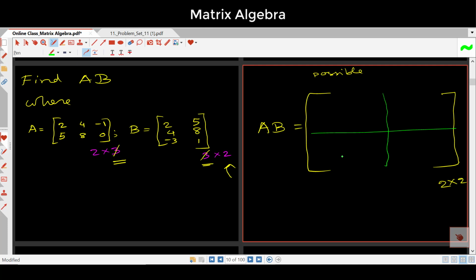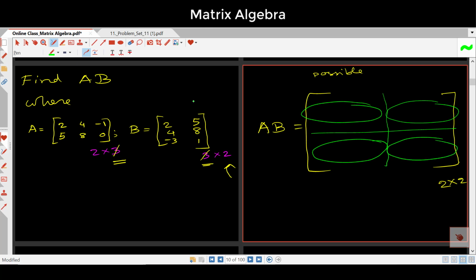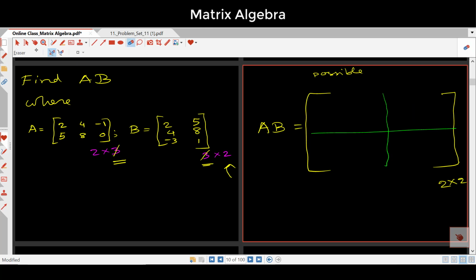So let us do it this way. We are separating so that we can easily think about it. This is our first entry, this is the position of our second entry, this is the position of the third entry, this is the position of the fourth entry. So there are 2 rows and 2 columns that will be finally here. So how will multiplication be done?